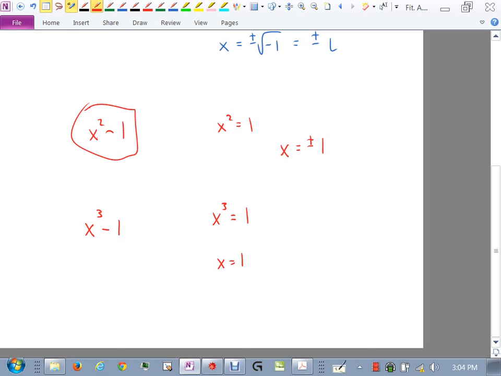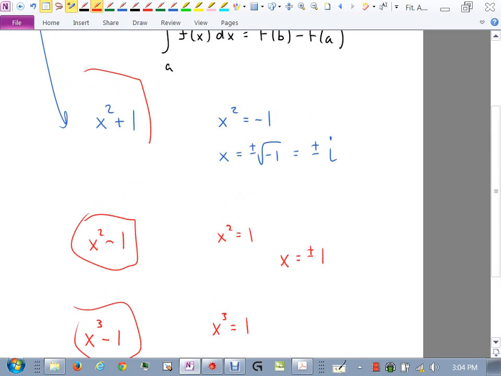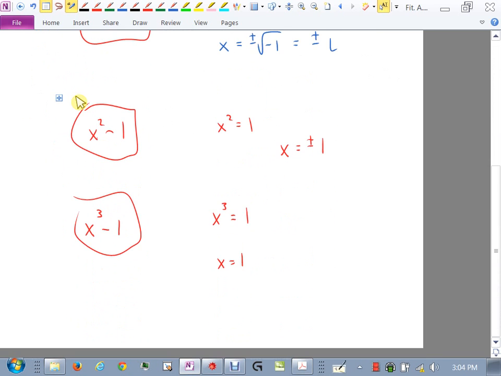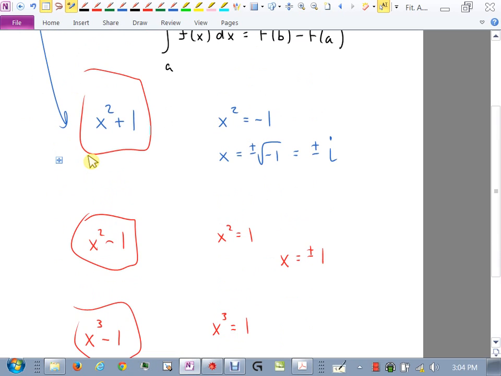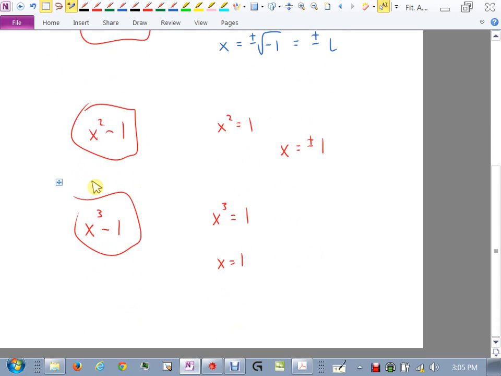So these are polynomials, right? The fundamental theorem of algebra says that if you have a degree 2 polynomial and you set it equal to 0, you should get exactly two answers. Degree 2 polynomial, I get exactly two answers. This is a degree 3 polynomial. I should get 3 answers. The other two are complex numbers.